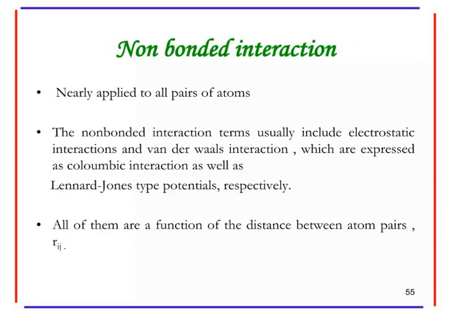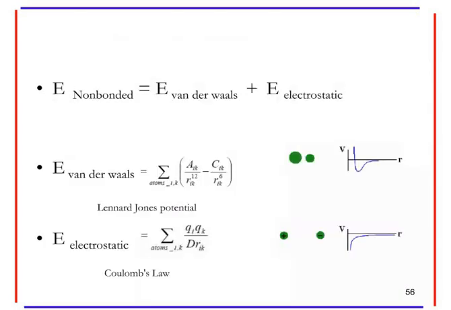So non-bonded interactions apply to nearly all pairs of atoms. The non-bonded interaction terms usually include electrostatic interaction and van der Waals interaction, which are expressed as a Coulombic interaction as well as a Lennard-Jones type potential respectively. All of them are functions of the distance between the atom pair. So non-bonded is equal to van der Waals plus electrostatics. So the van der Waals formula is like that, the Lennard-Jones potential, and electrostatics like the Coulombic law.